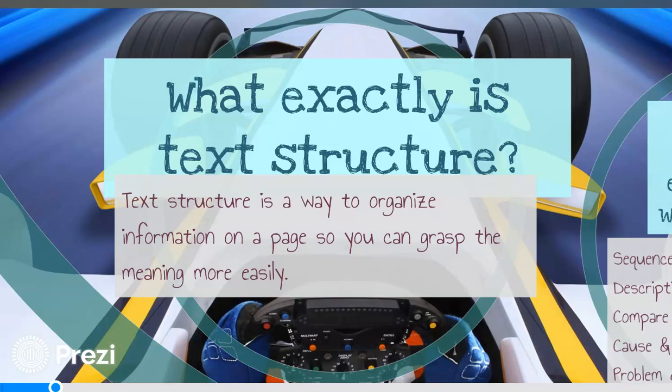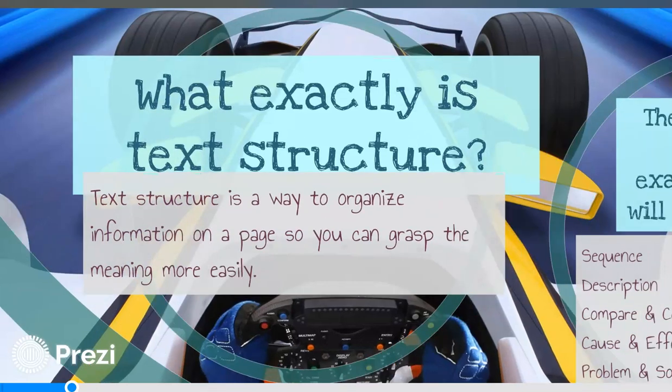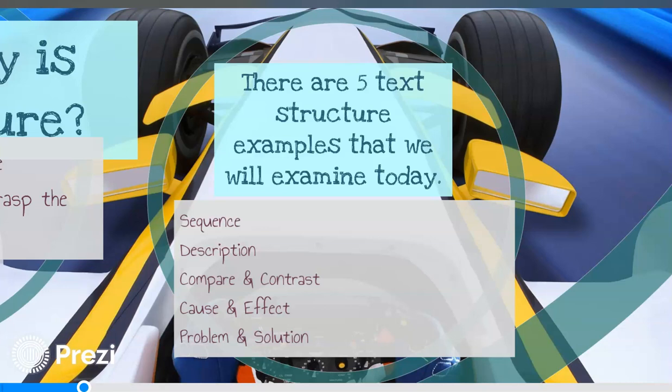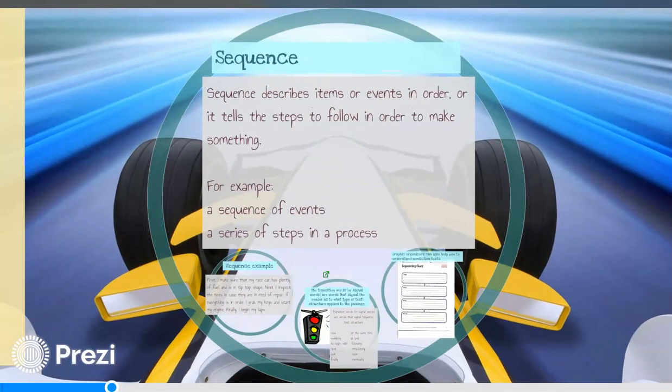So what exactly is text structure? Well, text structure is a way to organize information on a page so that you can grasp the meaning more easily. Of course, there's about 5 basic text structures: sequence, description, compare and contrast, cause and effect, problem and solution. So let's look a little more closely at sequence. Sequence describes items or events in order, or it tells the steps to follow in order to make something.